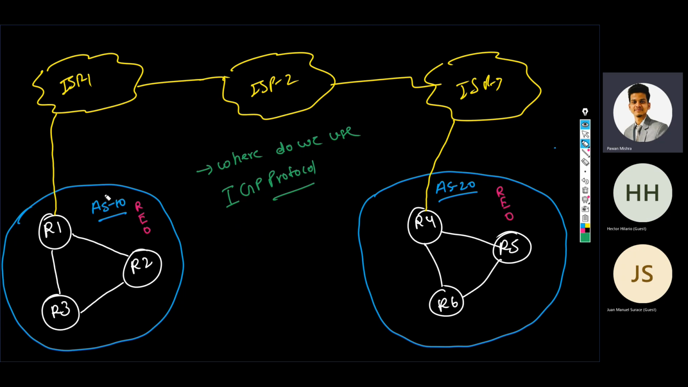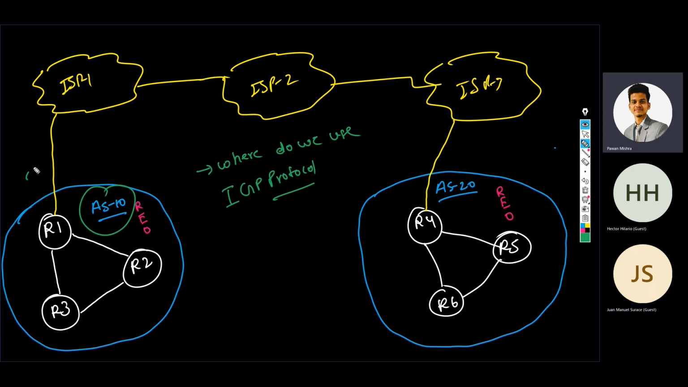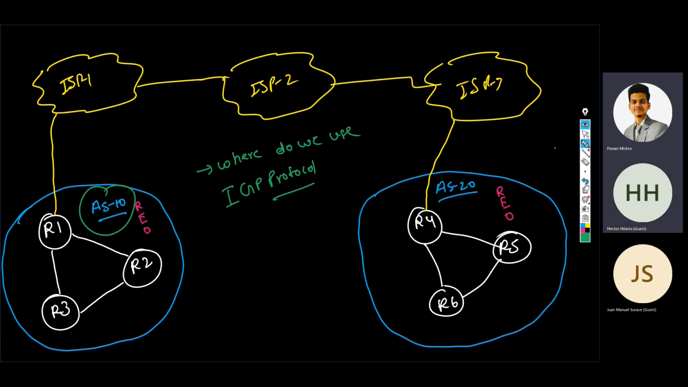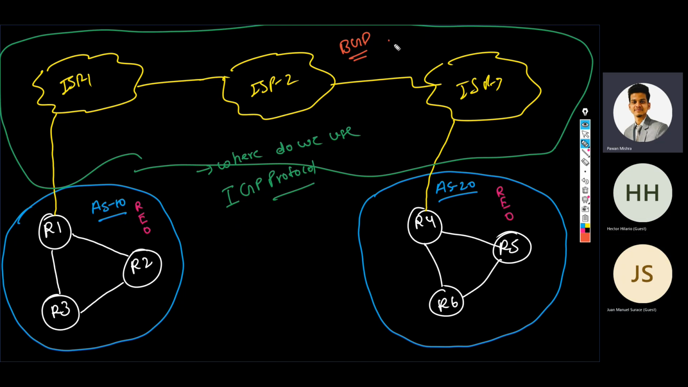But right now, if I want to communicate from AS10 to AS20, I'm not able to communicate, because you will need BGP. Here I'm not using any protocol. That's why this AS is not able to communicate with this AS. So obviously between the ISPs we need to use a protocol. You told me we are using the BGP protocol here. My question is: why?